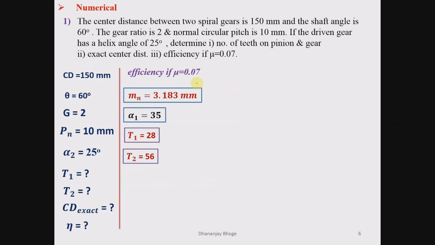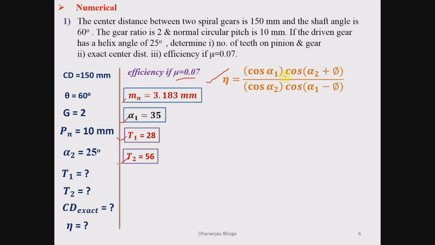Efficiency if mu, the coefficient of friction, is 0.07. We have this data. Mn is with us, alpha 1 is known, T1 is known, T2 is known. Now if I write the efficiency equation, it is like this. I did not take the final equation. You can of course use both the equations.